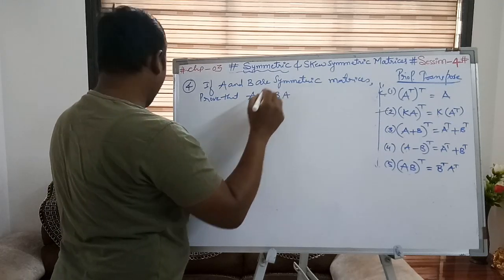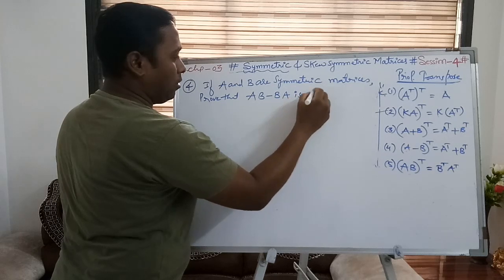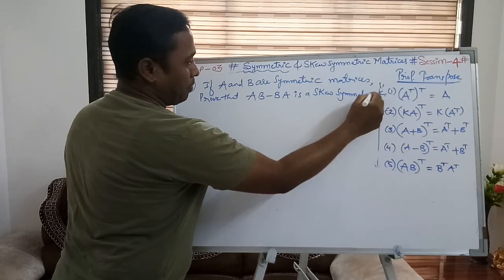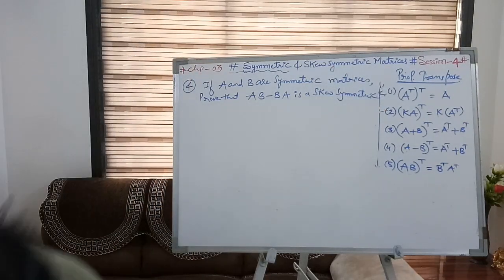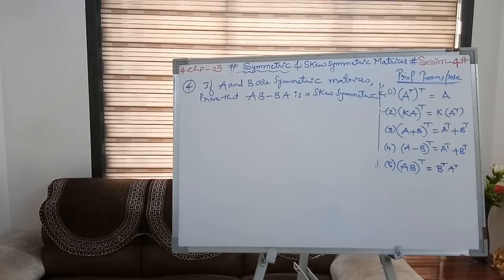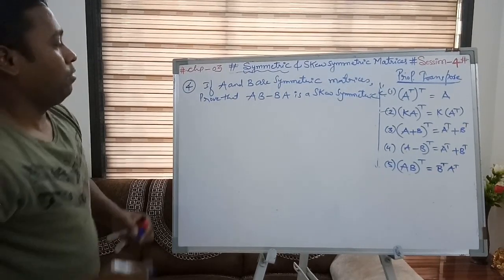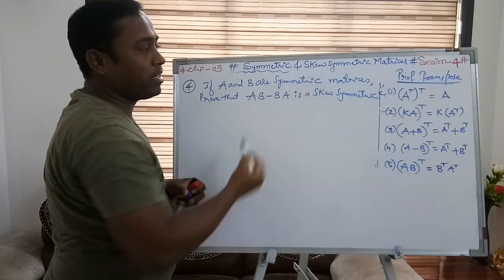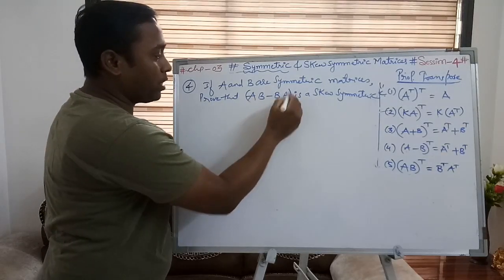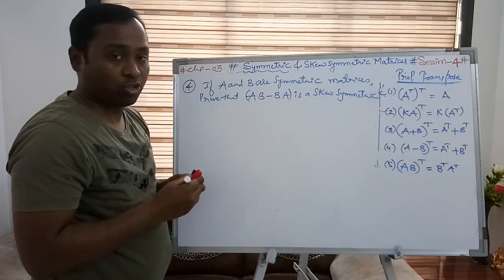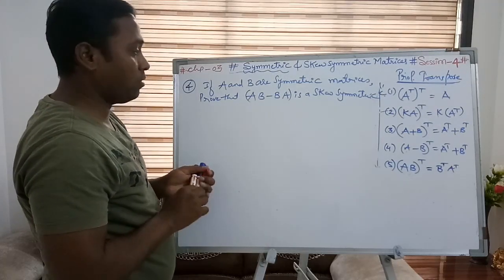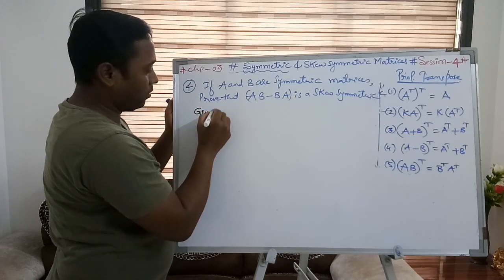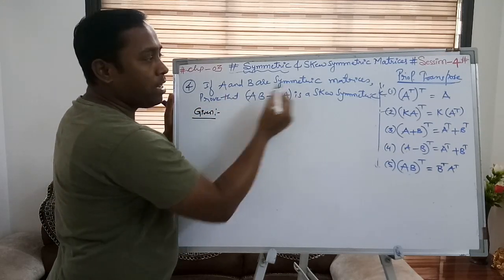AB minus BA is a skew symmetric matrix, right? Now see. What does this statement say? If A and B are symmetric matrices, then prove that this operation is skew symmetric. Now what does it mean? What is given? What to prove? What is given? A and B are symmetric.